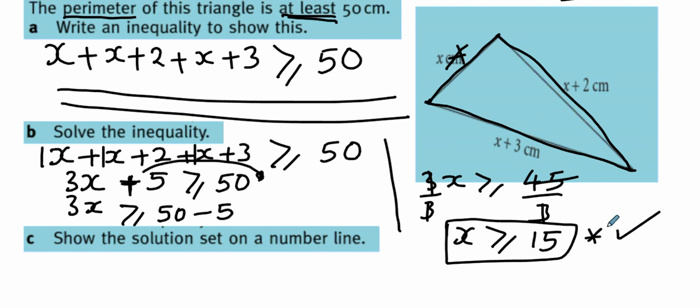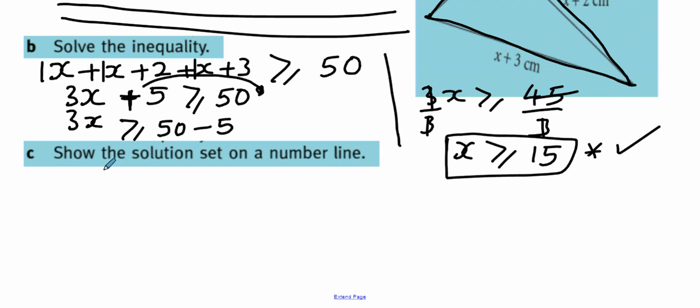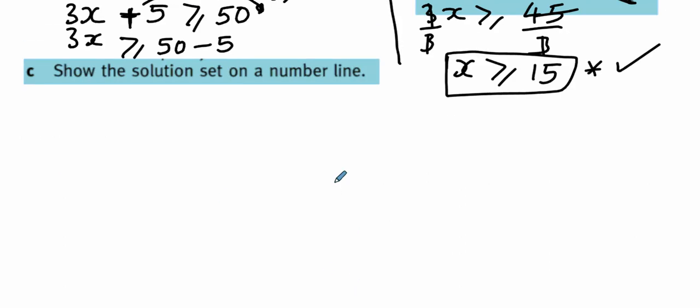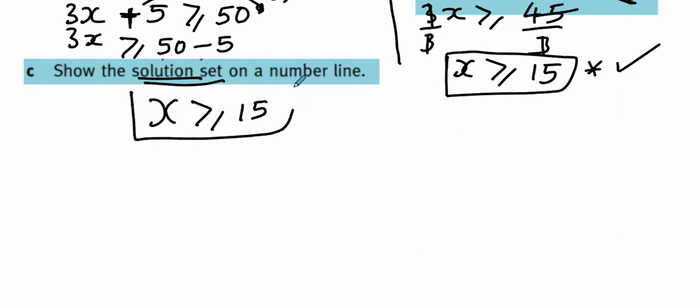Now, part C is to show the solution set. We have to show the solution set on a number line. The solution set we got is x is greater than or equal to 15. Now we want to show this solution set on the number line. So what we do is draw a number line.